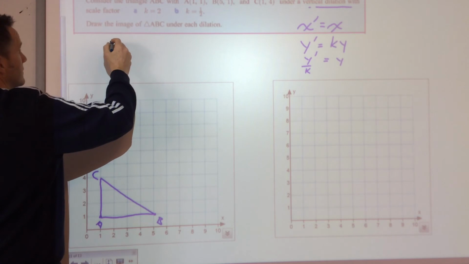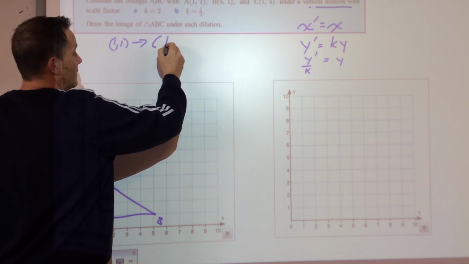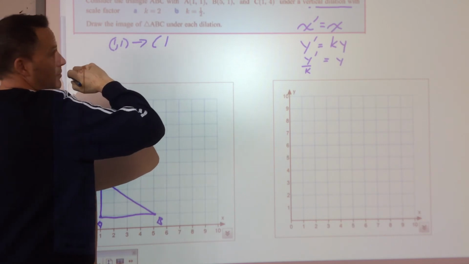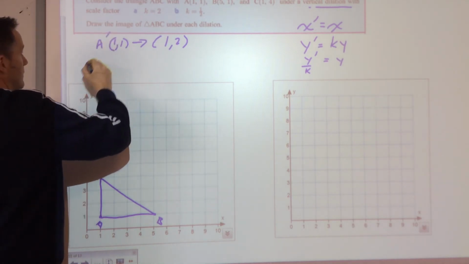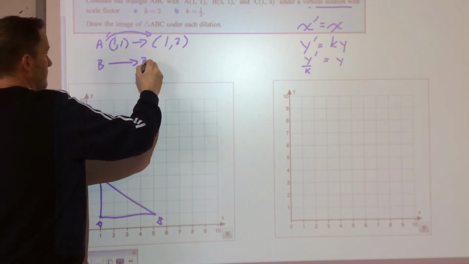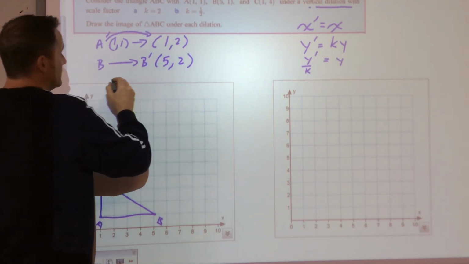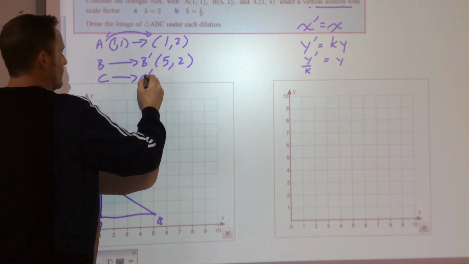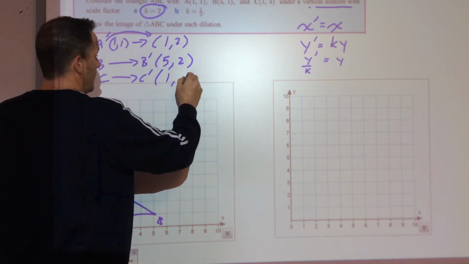K equals 2, so 1, 1 is going to become 1, and y prime is going to be 2. This is for A. B to B prime is going to be 5 and 2. And C to C prime, I'm just multiplying everything by 2. It's going to become 1, 8.